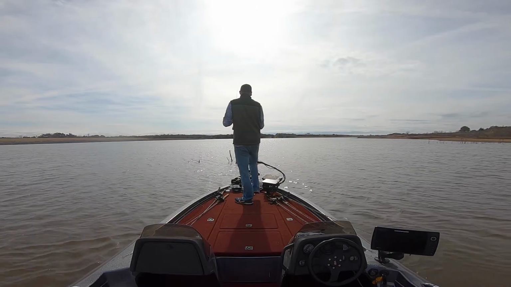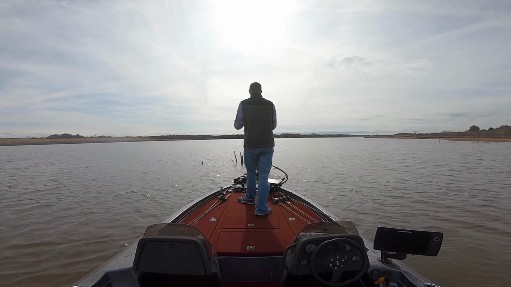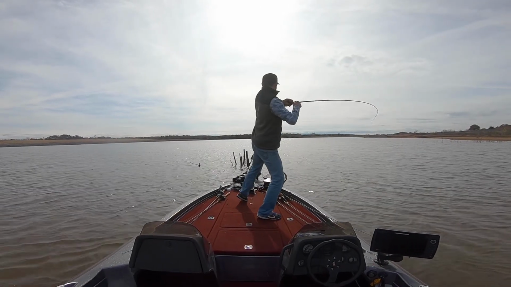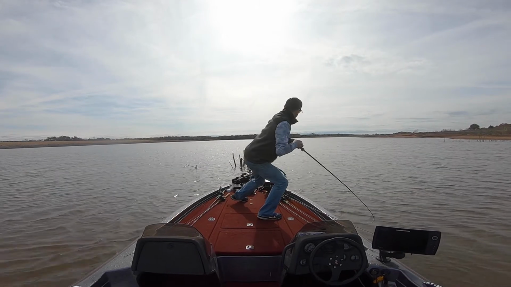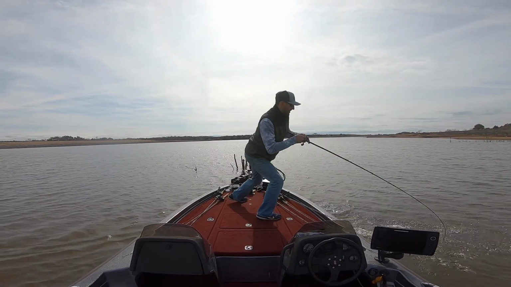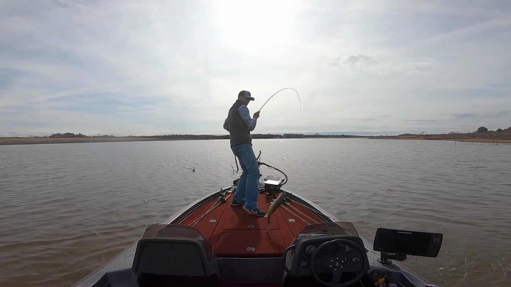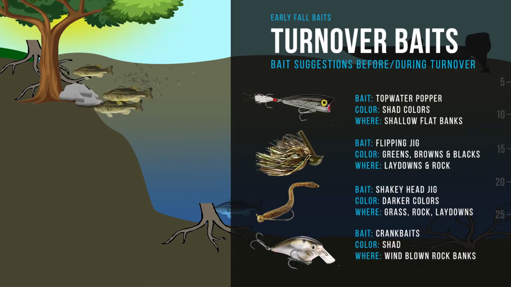A jig is always good in dirty water just because you can focus on that structure. Depending on the water color, you want darker colors in that darker water, more of the greens and naturals in clearer conditions. If you can't get bites with that, another option is a shaky head, darker colors, especially fishing around grass. It's weedless, so you can work it around rocks, laydowns, that kind of thing.